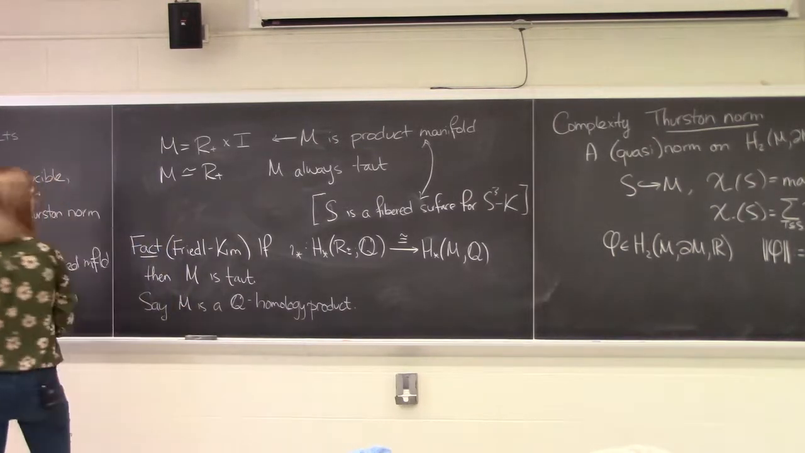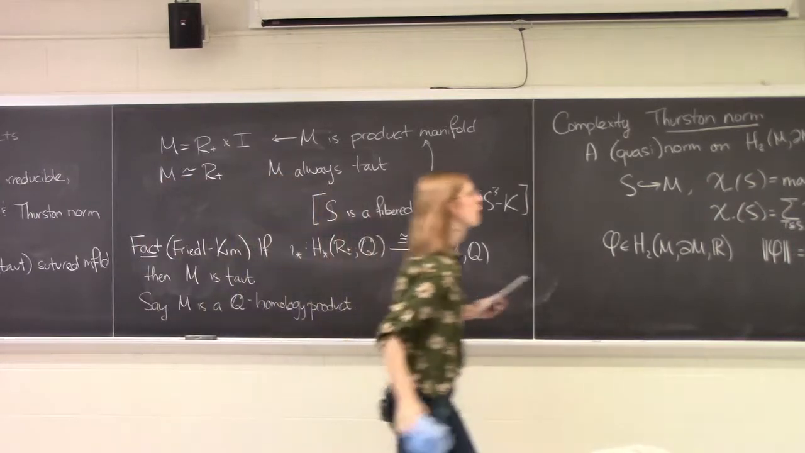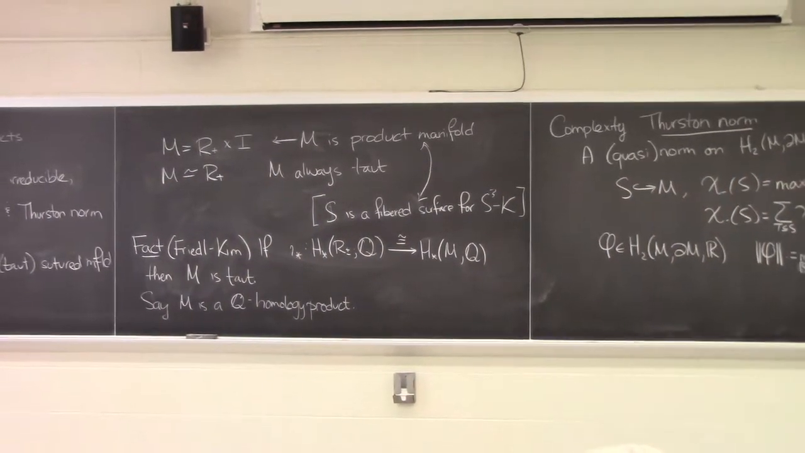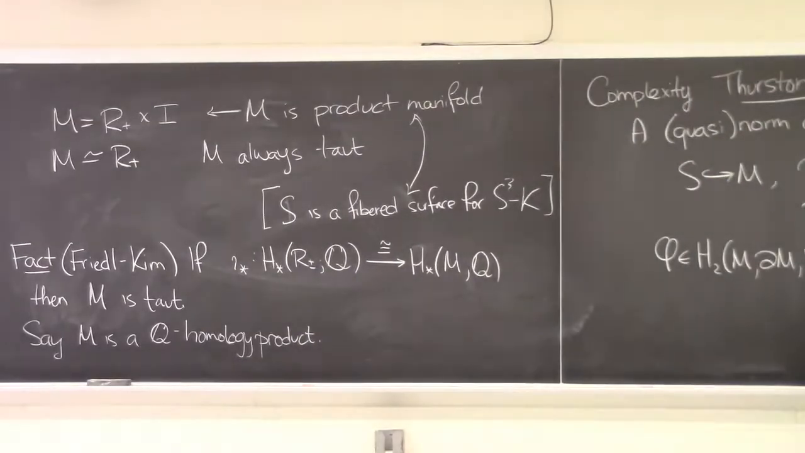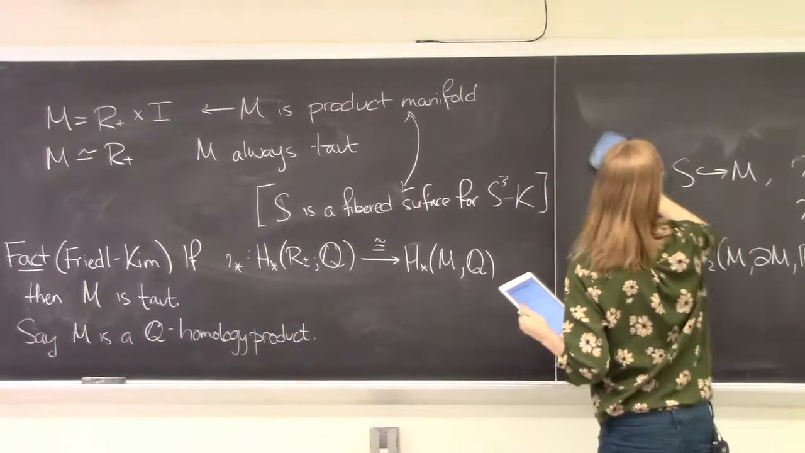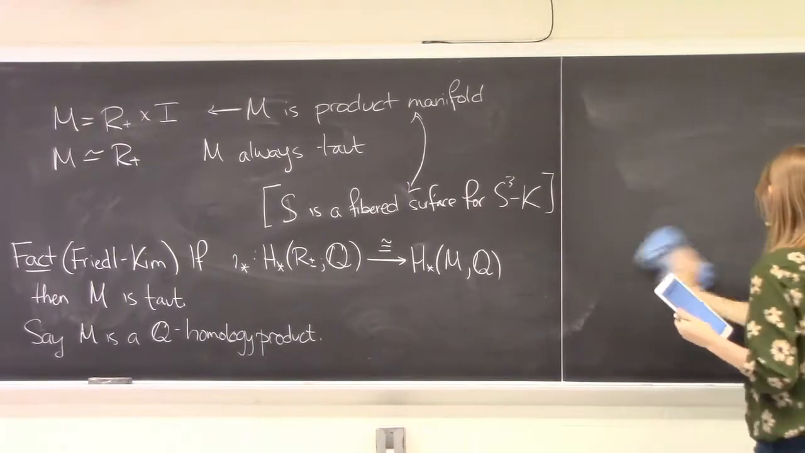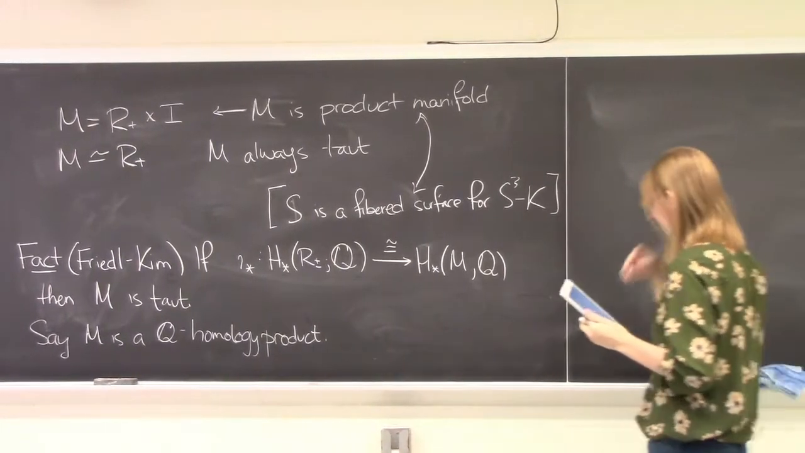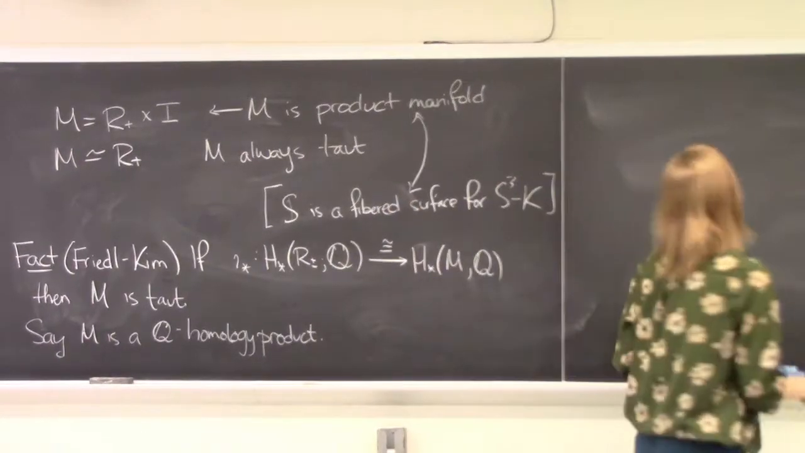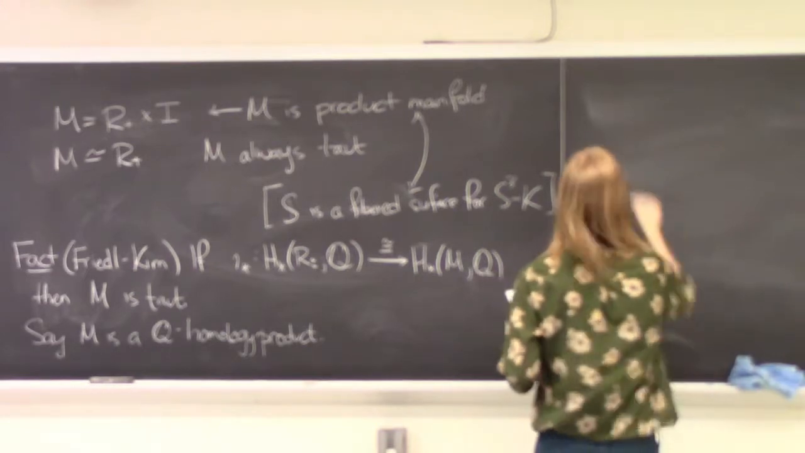So this gives us a bit more leverage if we want to try and identify something as being taut. We can just compute these homology groups and check what this map is and see if it's an isomorphism. And this hopefully gets us a little bit further than just looking for something that's a product on the nose.